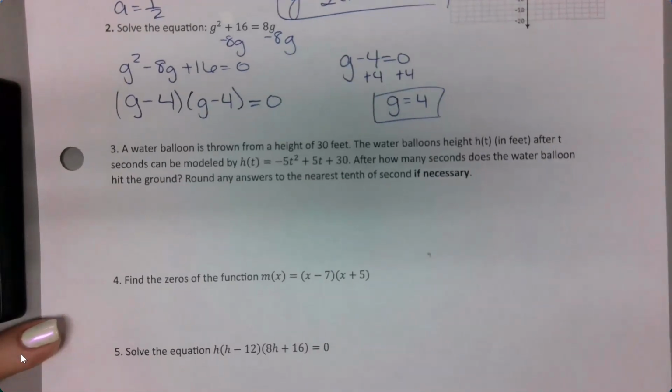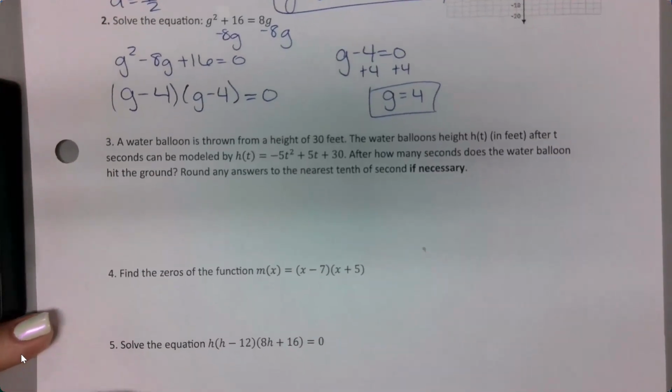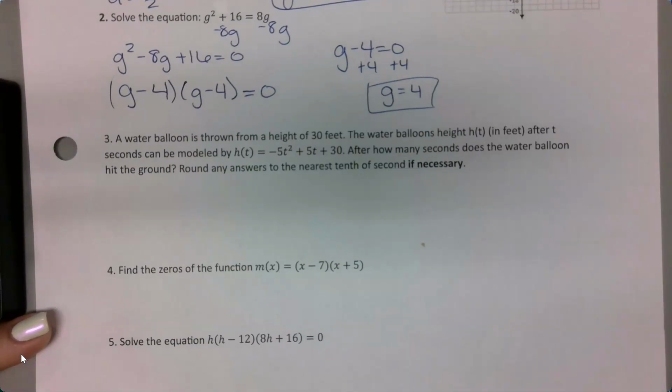My next one says a water balloon is thrown from a height of 30 feet. The balloon's height, h of t in feet, after t seconds can be modeled by this equation. h of t equals -5t squared plus 5t plus 30. After how many seconds does the water balloon hit the ground? Round any answers to the nearest tenth of a second if necessary.